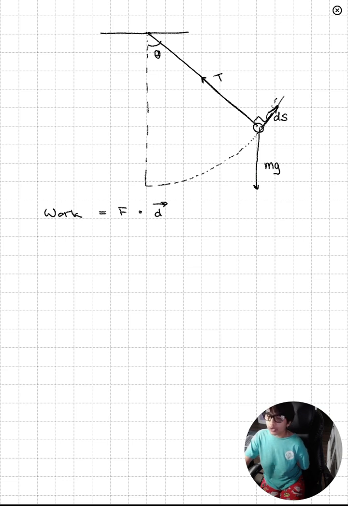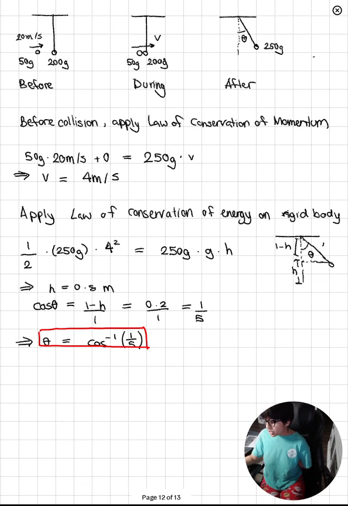And if you do all the calculations, which I will show in a different video, you will see that indeed gravity is going to maintain this energy equation, and the energy equation will still apply in this case, which means that our original answer, theta equals the cosine inverse of 1/5, is indeed the correct answer. Thank you.